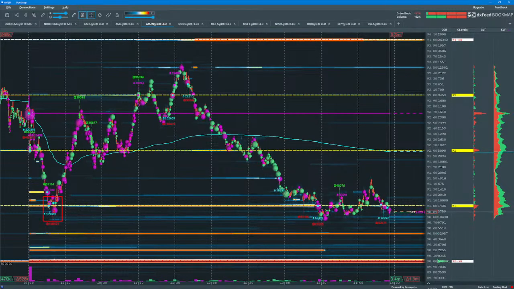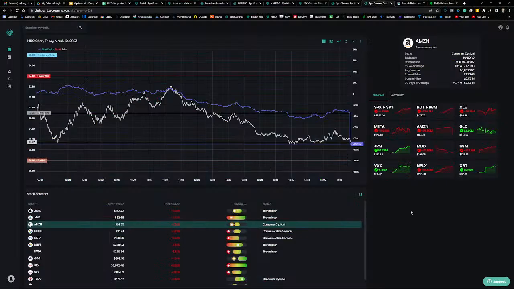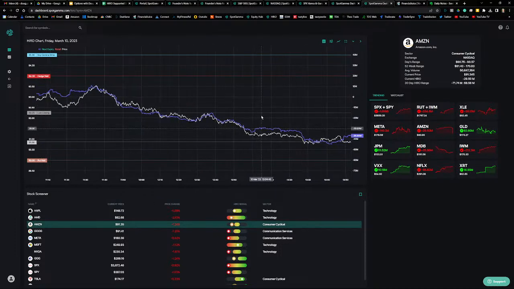Let's go back and take a look at Bookmap. It's kind of hard to read the total picture here. If you zoom in a little bit, you can see that as Hero moves lower, there's a very strong correlation between options trades, hedging flow, and price action.